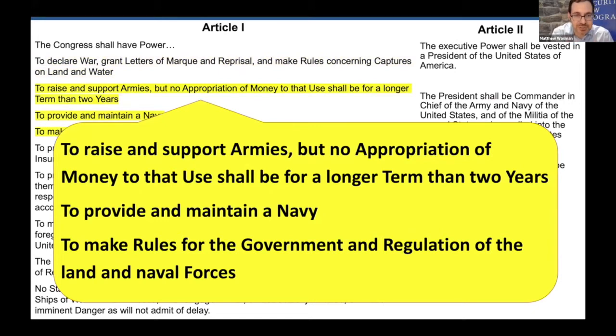So next, this set of clauses is best read in conjunction with the general powers to tax and spend, the powers of the purse that I mentioned earlier. Having granted Congress the power to declare war, the Constitution goes on to grant Congress the power to create national military forces, to raise and support armies, and to provide and maintain a navy.